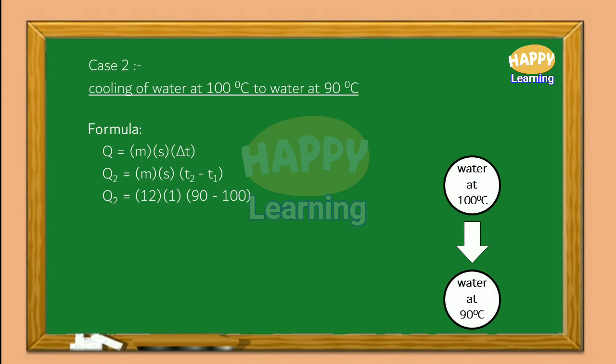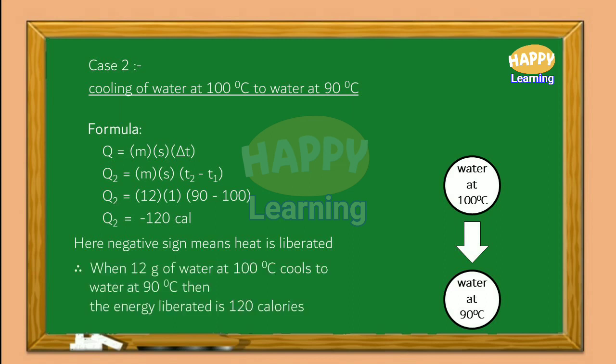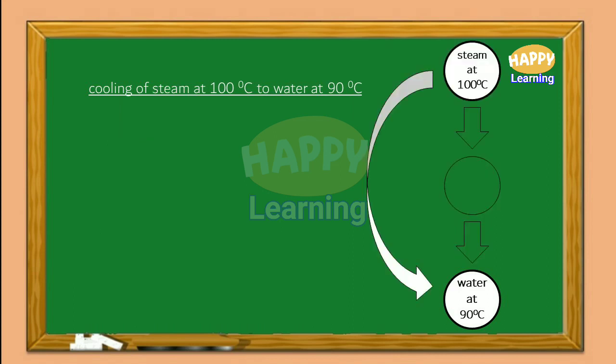On simplification, we get Q2 is equal to minus 120 calories. Here, the negative sign means heat is liberated. So, heat required is minus 120 calories, heat liberated is 120 calories. Therefore, when 12 grams of water at 100 degrees Celsius cools to water at 90 degrees Celsius, then the energy liberated is 120 calories.